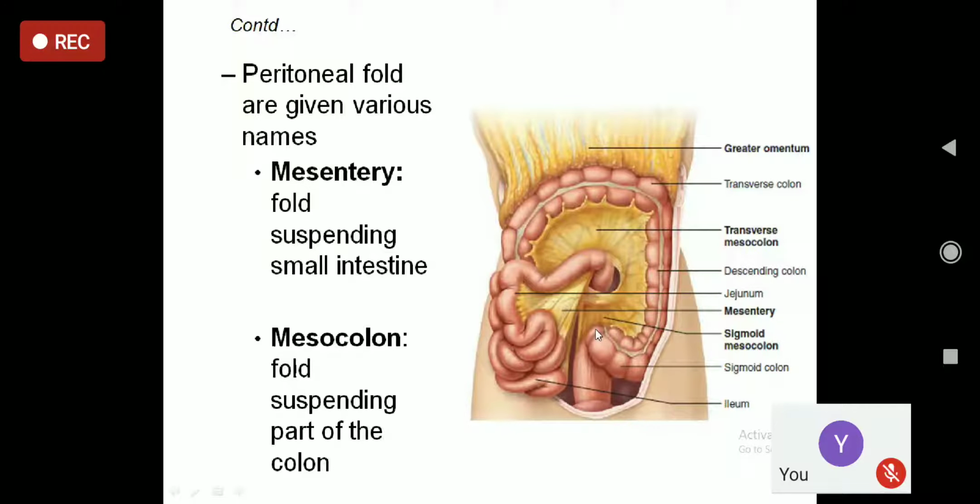And maybe the mesocolon, the fold suspending part of the colon. The transverse colon is attached with the help of the transverse mesocolon. So this is also a fold of the peritoneum. This is the transverse mesocolon, and this is the mesentery.